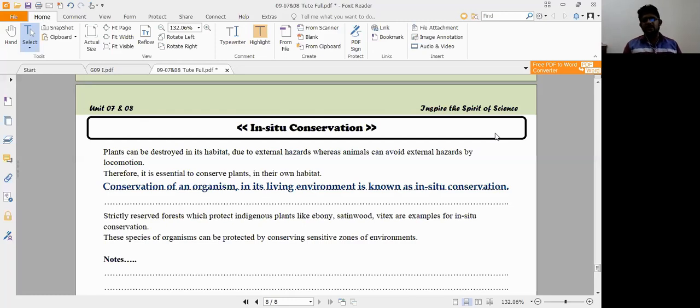So these species of organisms can be protected by conserving sensitive zones of the environment. There are hot zones, sensitive zones, we say. By protecting them, we can conserve all these organisms, maybe plants or animals. So that is the last topic, in situ conservation. So the eighth lesson also we have ended with right now.